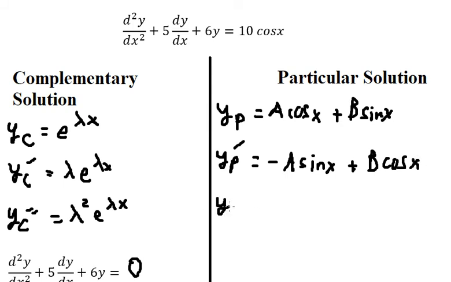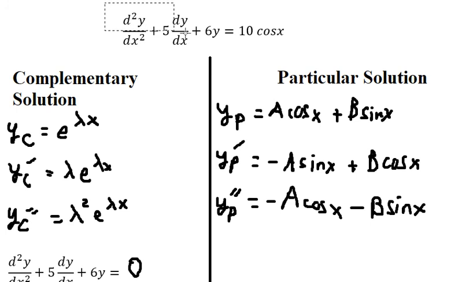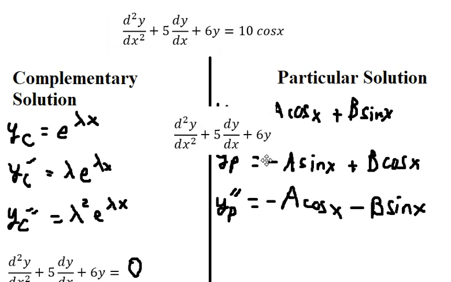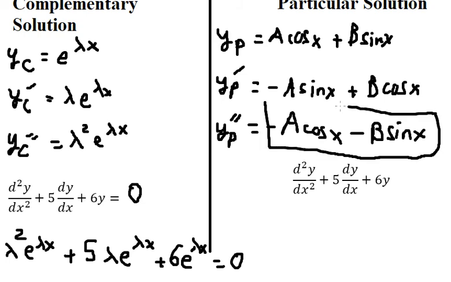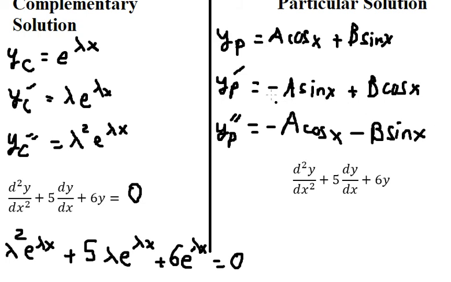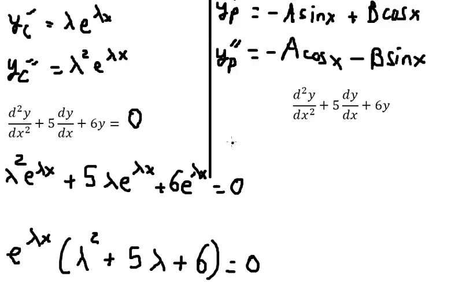Next, we go to the second derivative of yb. So this one we have negative a cos x. This one we have negative b sin x. Now we have this one. So I will put this one in here, this one in here, and this one in here. So we have like this.